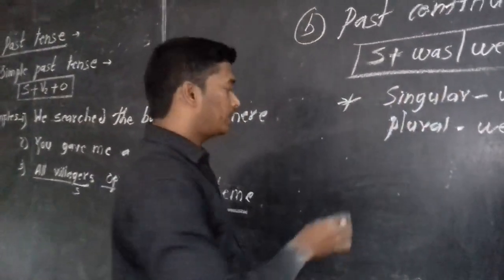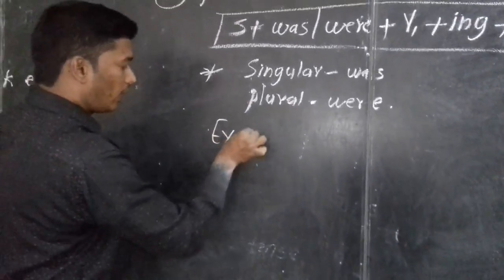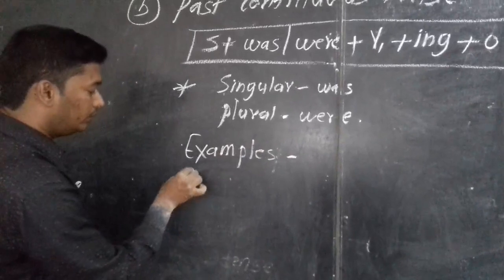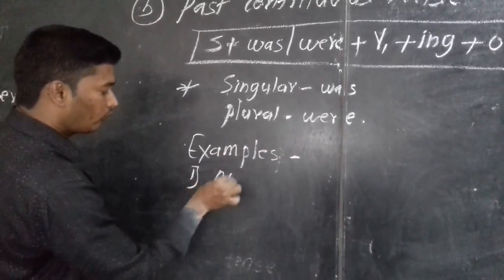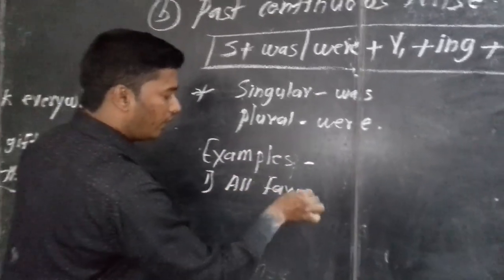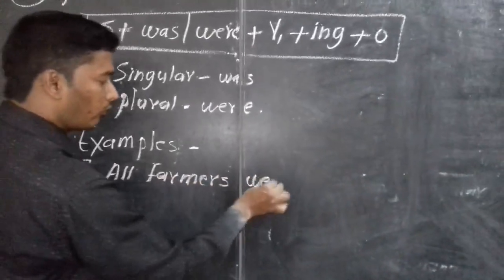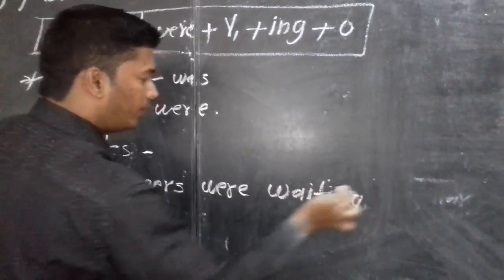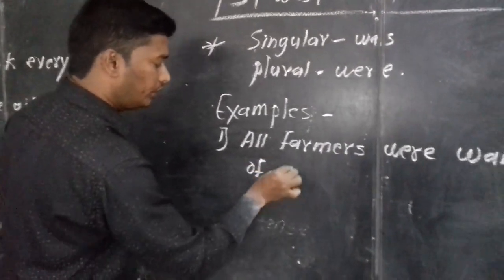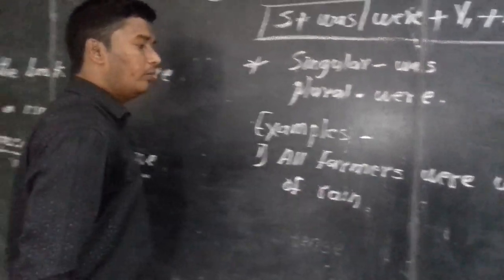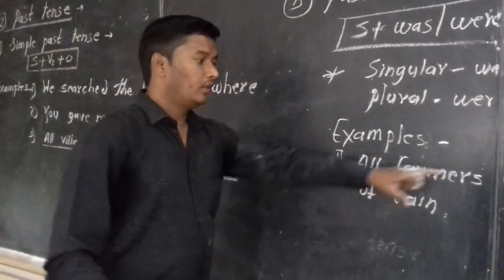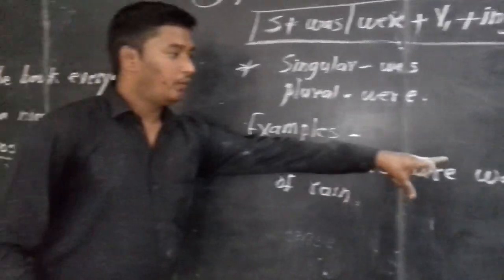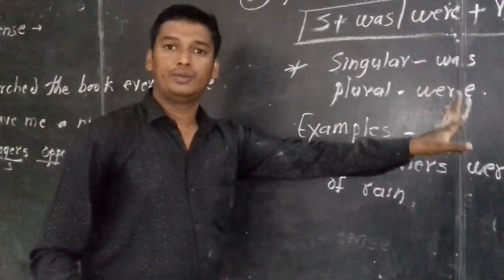Now some examples. First example. All farmers were waiting for rain. All farmers were waiting for rain. All farmers, it is plural, so were. Wait plus ing, that is continuous tense.